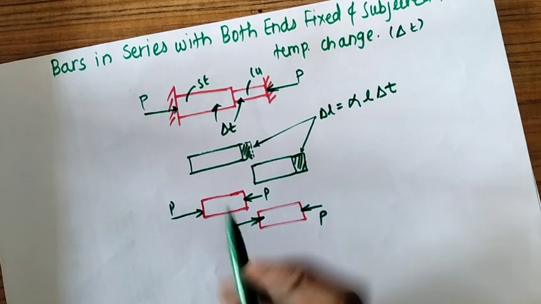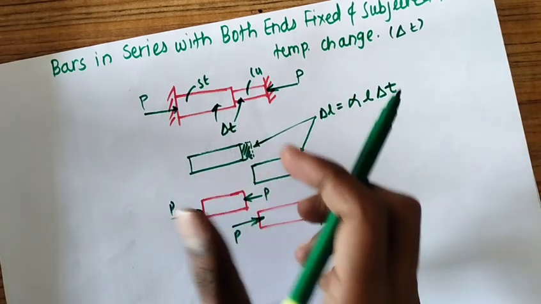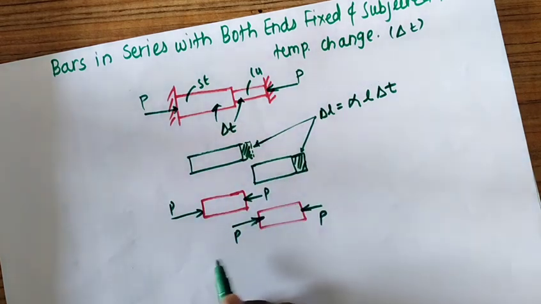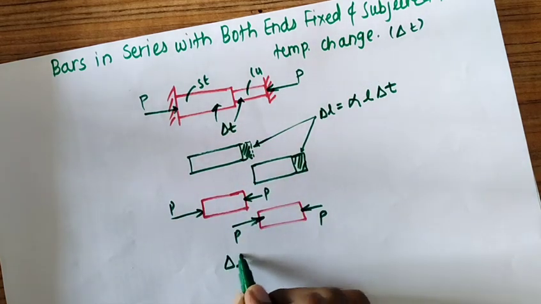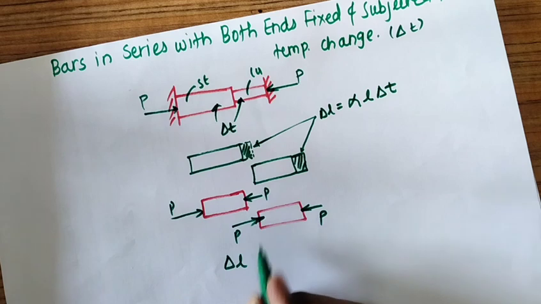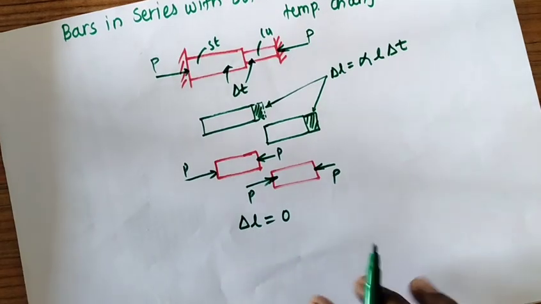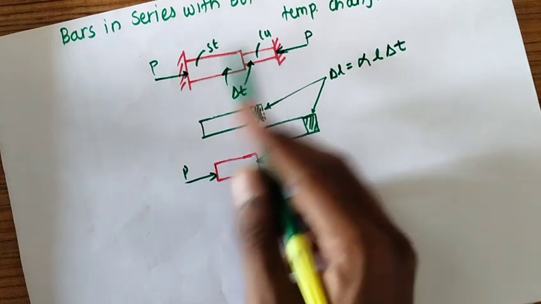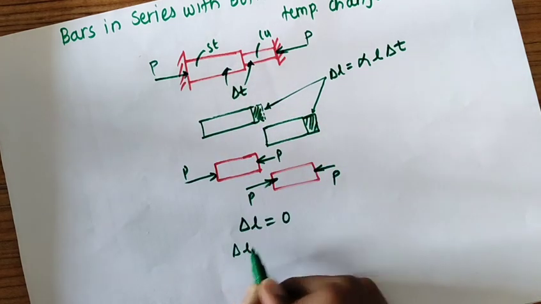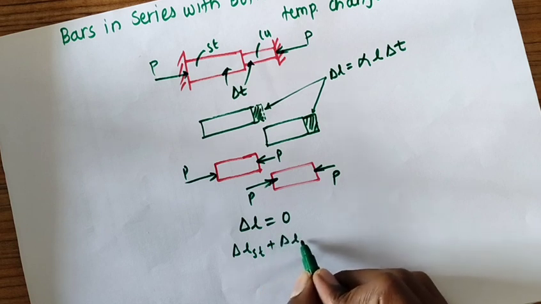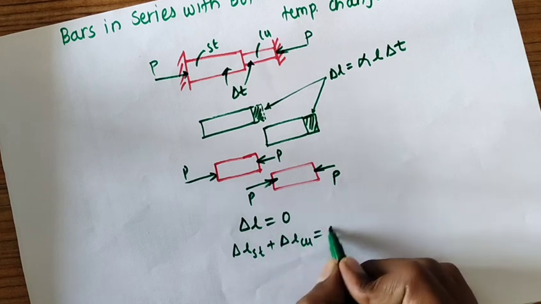Now if I try to find the total change in length, we know that as these bars are fixed in between two supports, the total deflection, that is the total change in length of this entire system, must be equal to 0. So delta L is nothing but delta L of steel plus delta L of copper, and it is equal to 0.